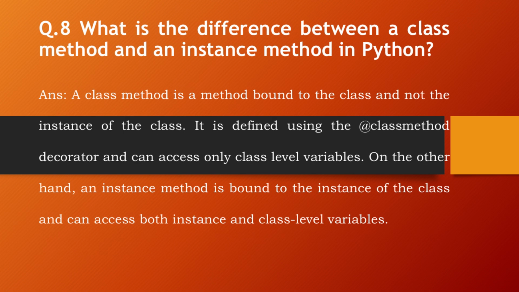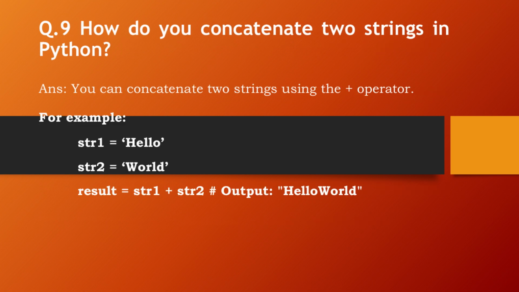What is the difference between a class method and an instance method in Python? A class method is a method bound to the class and not the instance of the class. It is defined using the @classmethod decorator and can access only class-level variables. On the other hand, an instance method is bound to the instance of the class and can access both instance and class-level variables.